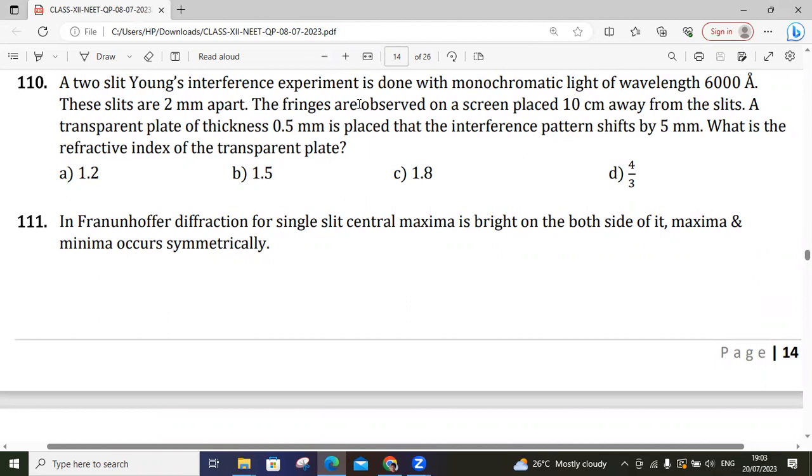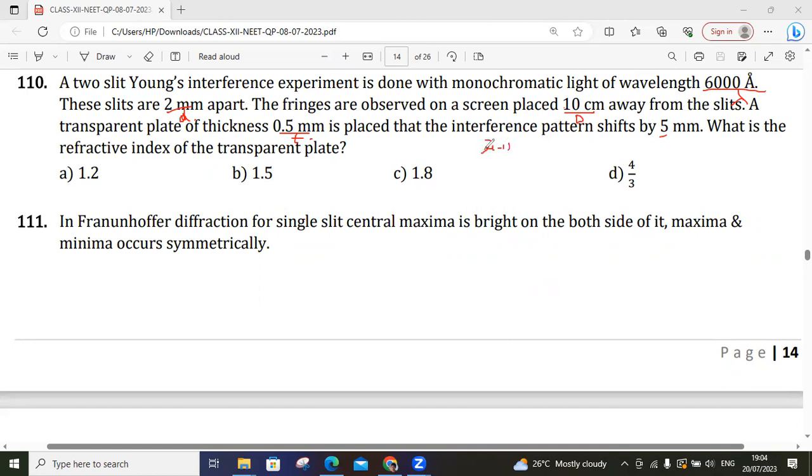Slit experiment, okay. Wavelength lambda is given. Slits are 2 mm apart, small d. Fringes are observed on a screen 10 cm away from the slits, capital D. A transparent plate is placed at the interference, and the fringe shifts by 5 mm. Okay, shift.